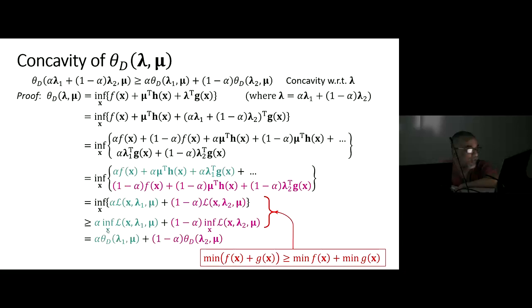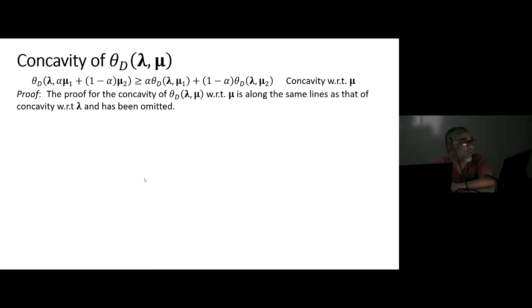And so this is equal to alpha theta d of lambda 1, mu plus 1 minus alpha theta d of lambda 2, mu, because by definition, the infimum with respect to the primal variable x yields the dual function. Okay, so we just established concavity with respect to lambda.